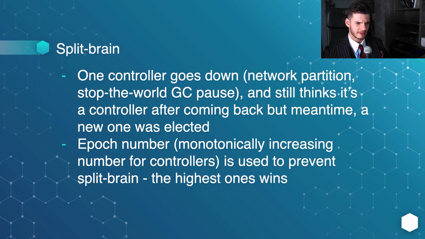Kafka prevents that from happening by using an epoch number, which is a monotonically increasing number for the controller. So basically, the controller with the highest epoch number wins, and that's how the true leader can be recognized.